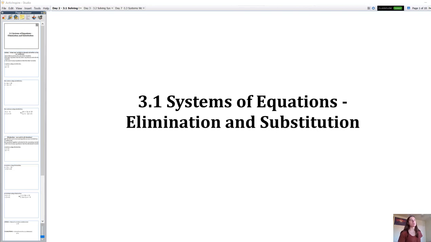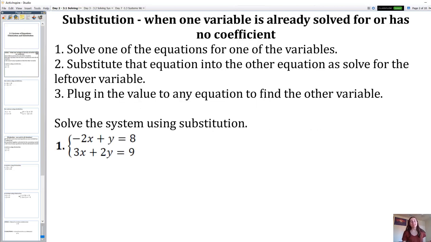Today we're going to talk about systems of equations and solving them using elimination and substitution, two algebraic methods. The first thing we're going to talk about is substitution.